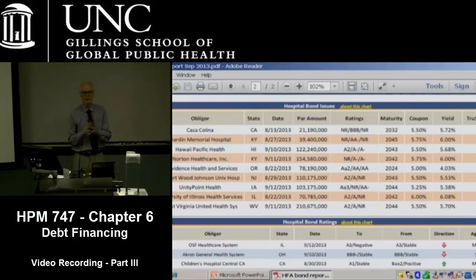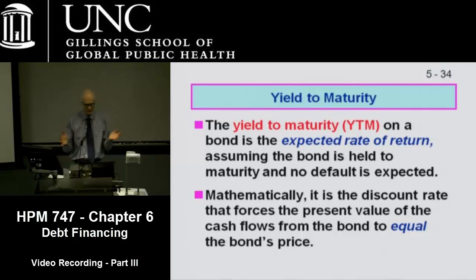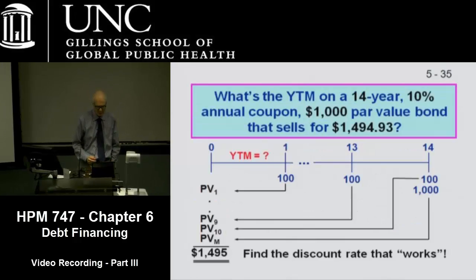Okay, so yield to maturity now, what you will see when you go to the markets, you'll see yield to maturity on the bond. And the yield to maturity is essentially the expected rate of return on the bond, holding default risk and so on constant. Mathematically, it's the value that makes the cash flows of the bond equal to the bond's price. So, in fact, what we're doing here is simply saying we have a bond with these cash flows, it's selling for this price, what is the effective rate of return on that bond.